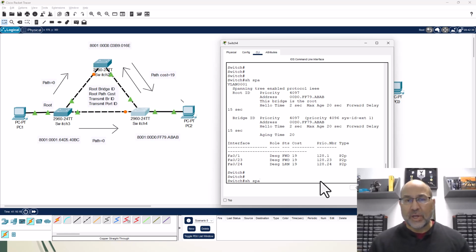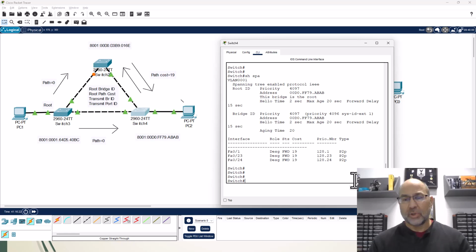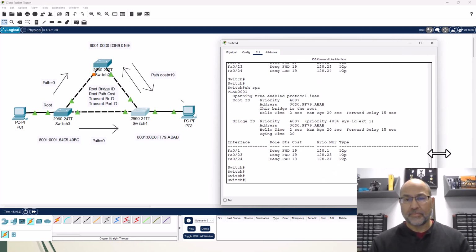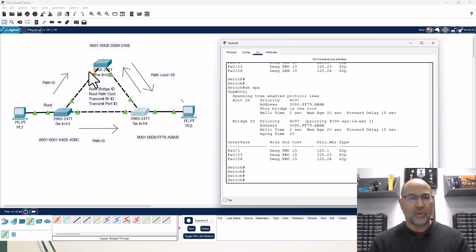So the BPDUs are now going in the opposite direction. They're starting to flow in the opposite direction, and we have a different route. So let's take a look at what's going on now. Here's the bridge ID and the priority. Take a look at the root. So now switch 4 became the root, not because it had the lowest MAC address, but because it had the lowest priority. And all of its ports are now forwarding, and now we've got a blocked port over here.